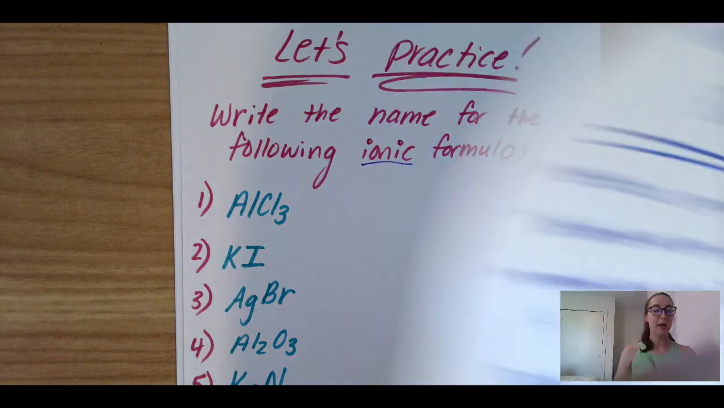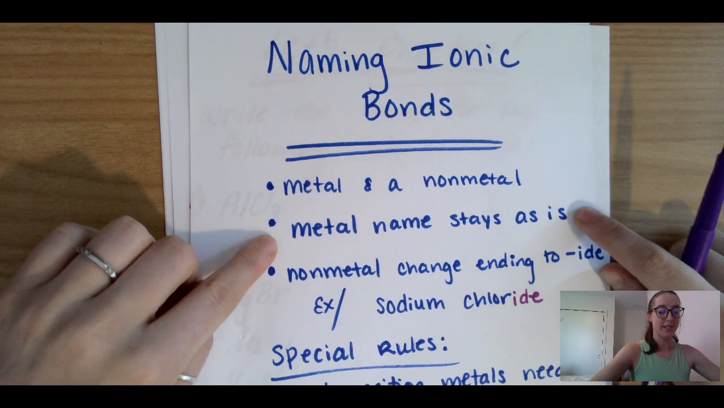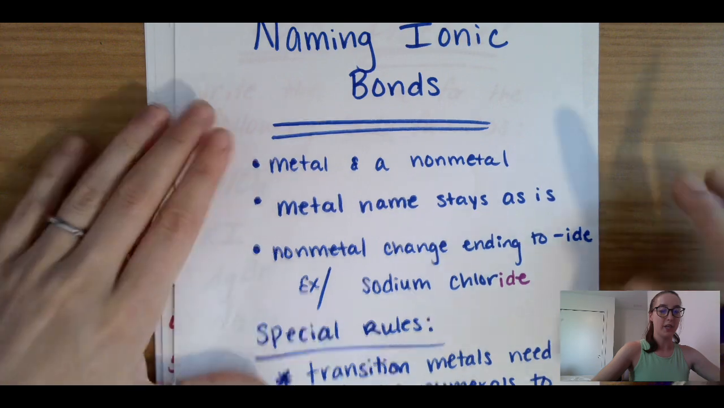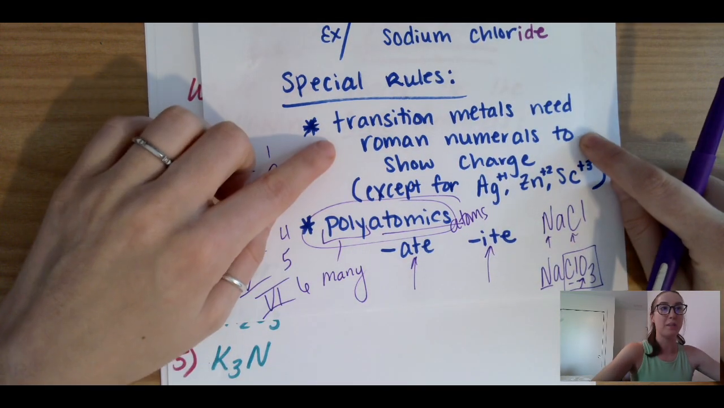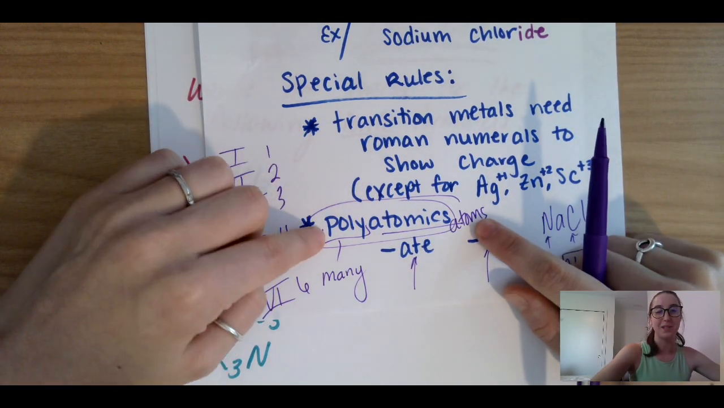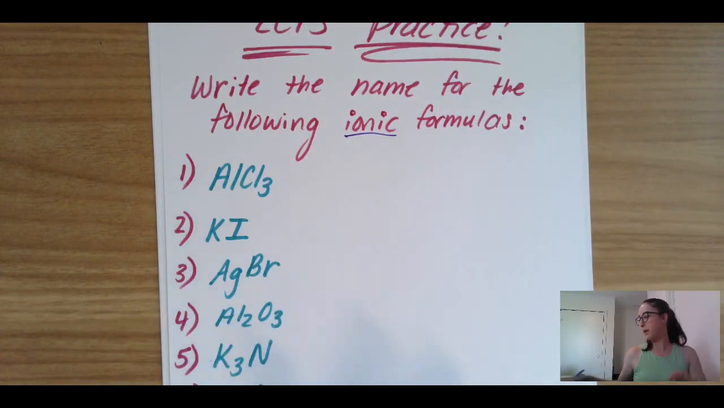Again, just to recap, the metal name is going to stay as is, and then the non-metal ending, we change it to "ide." We need to keep an eye out for transition metals if they appear, and for polyatomics if they appear, all right? So those are the 4 big things to keep in mind.